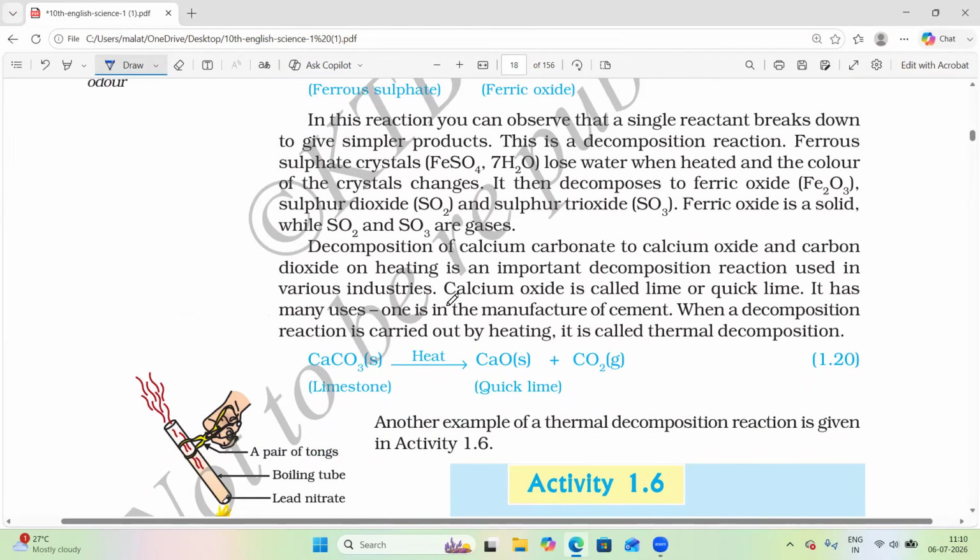Decomposition reaction always takes place by applying energy. We apply that energy in the form of heat, or maybe in the form of electricity, or maybe with sunlight. So these are the three types. If decomposition reactions take place by heating, that is called thermal decomposition. The name itself says thermal means heat.